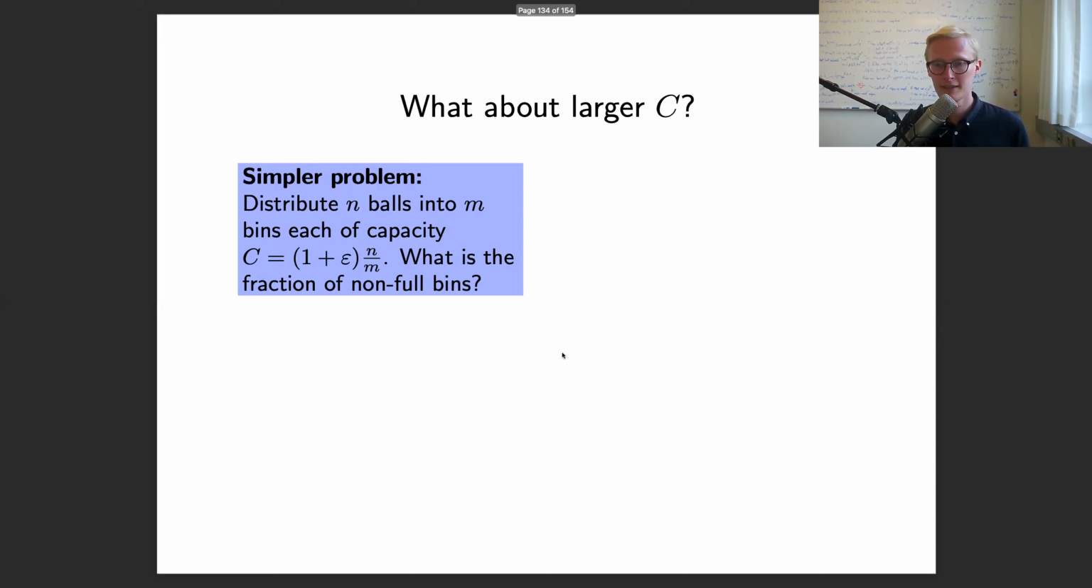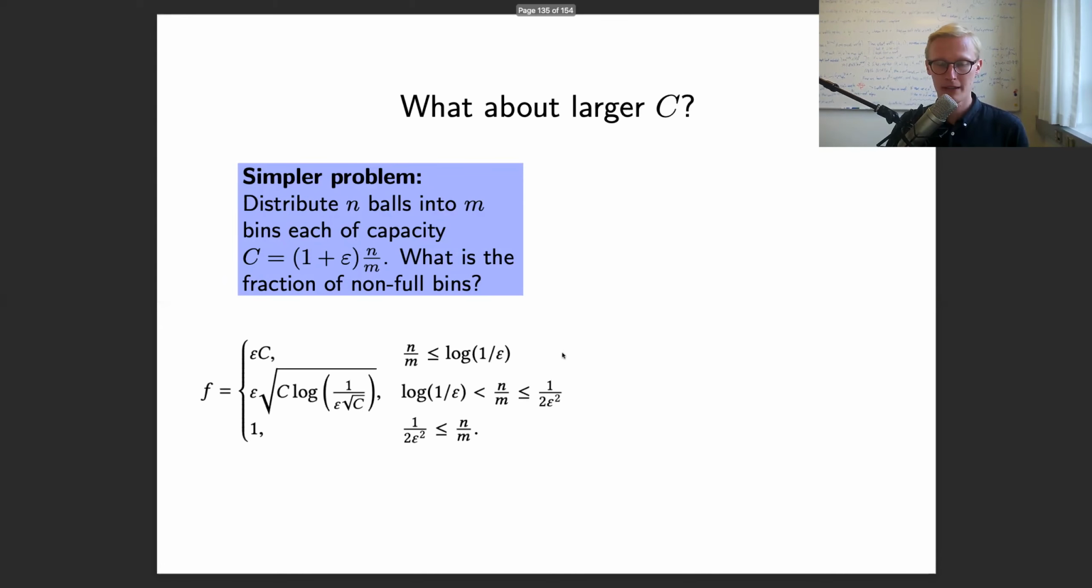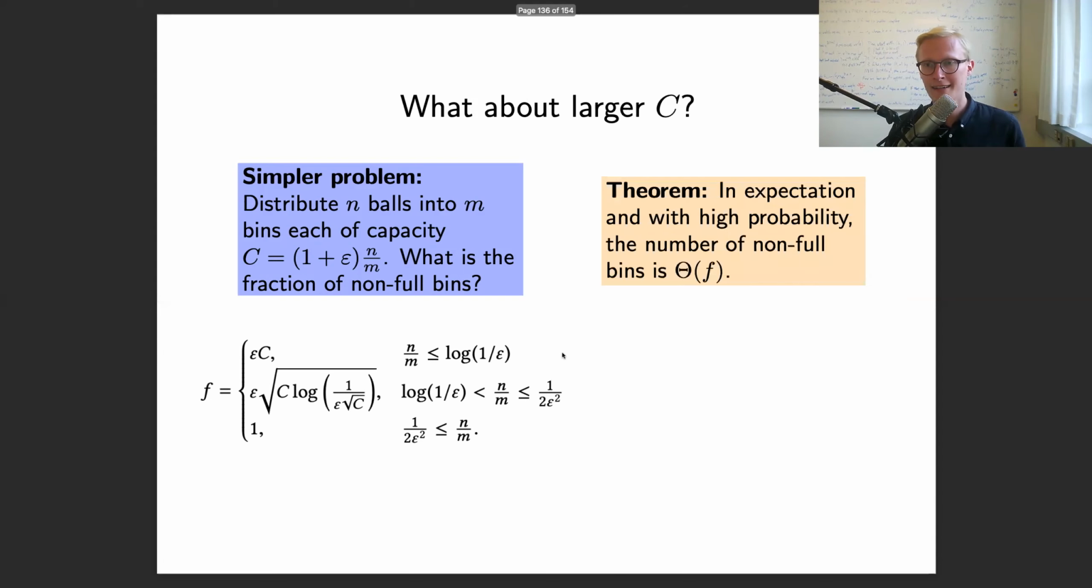And to our surprise, this problem turns out to not have been studied before, even though that's a bit remarkable, given that it's quite a simple problem, just distributing balls at random into bins with capacities. And it turns out that if you define this rather complicated function of epsilon and C, then we can prove that in expectation and with high probability, the number of non-full bins is going to be theta of f.